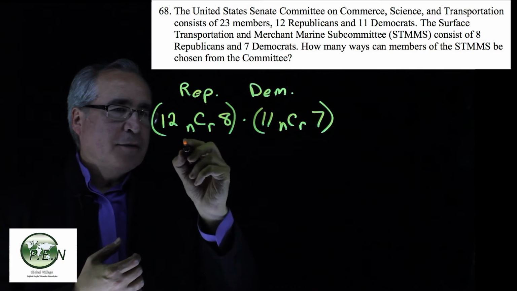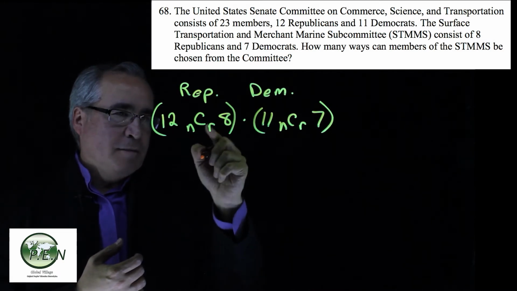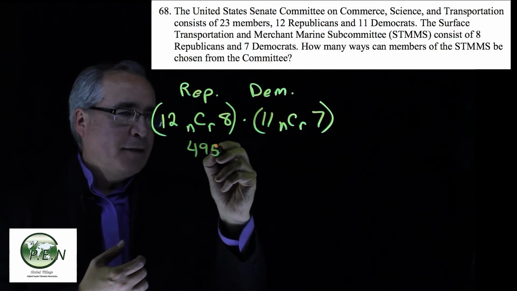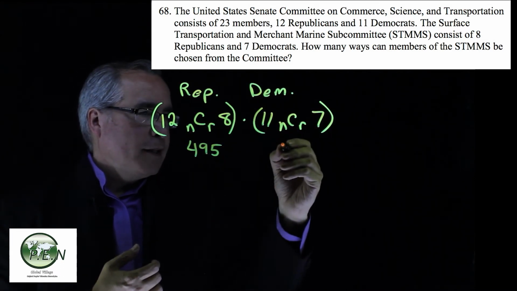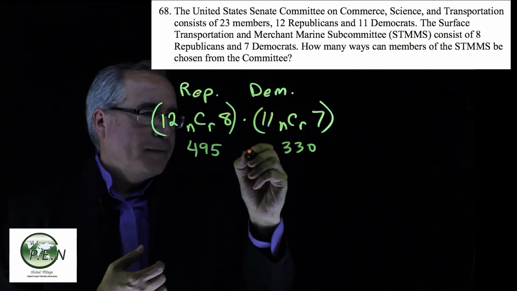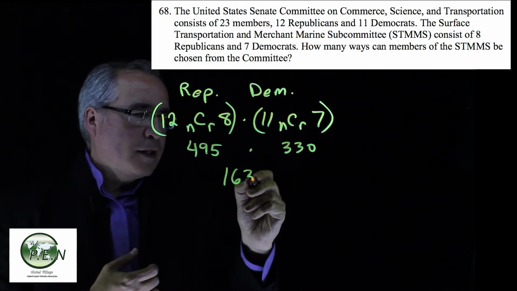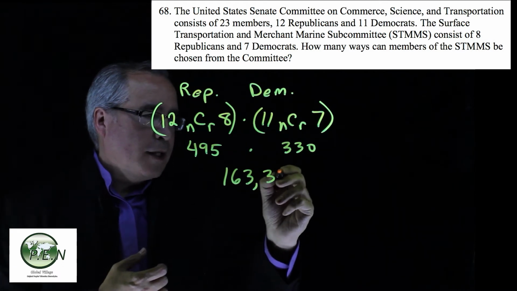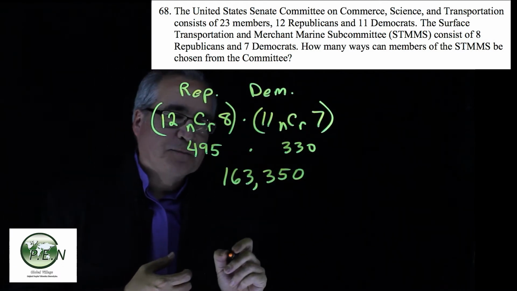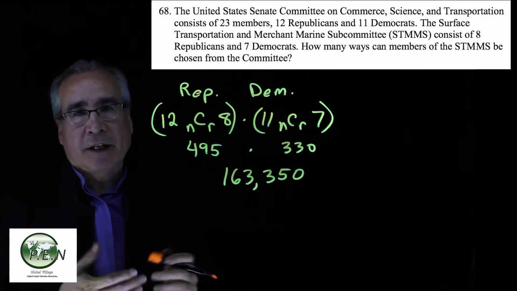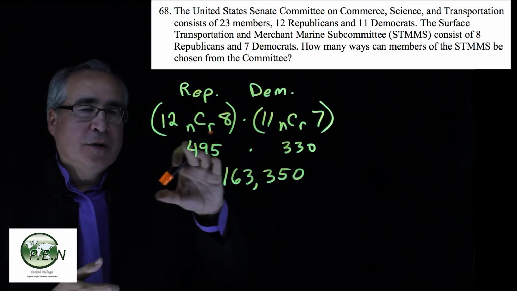And what you'll find is the first one, 12 choose 8, gives us 495. 11 choose 7 gives us 330. When we multiply those together, we get 163,350.